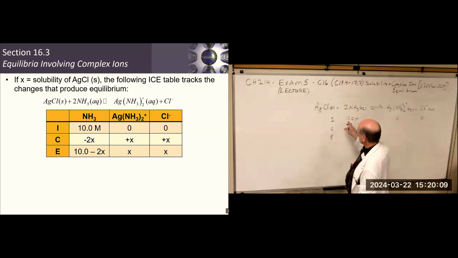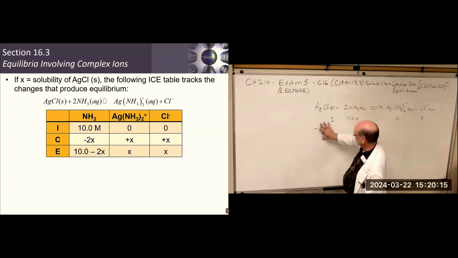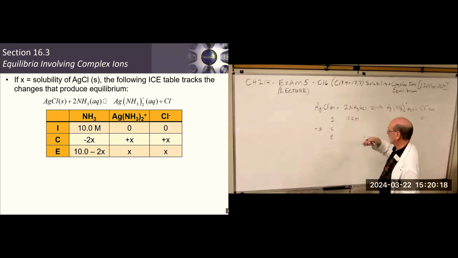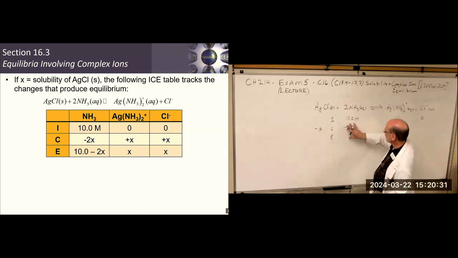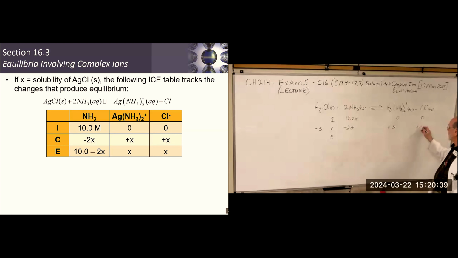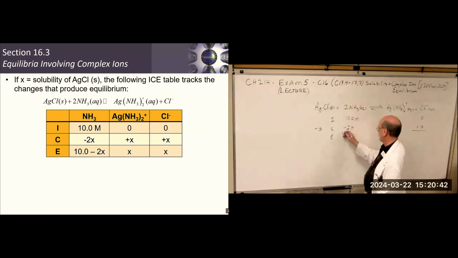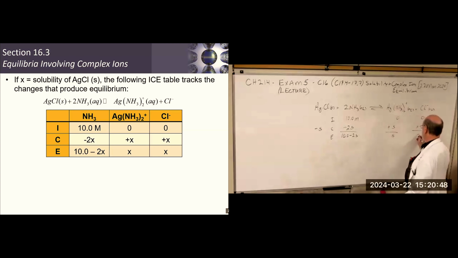So the solubility then is in terms of this one. The change is the solubility is S. And for every one of these S's, you have to lose two of these. Right? Because the ratio is 1 to 2. So for every one soluble unit of this, you lose two of these. But you only gain one of these. And you gain one of these. Right? So this is 10 minus 2S, and this is S, and this is S.